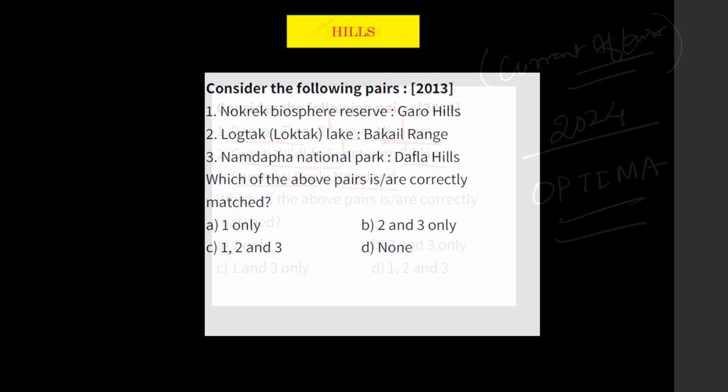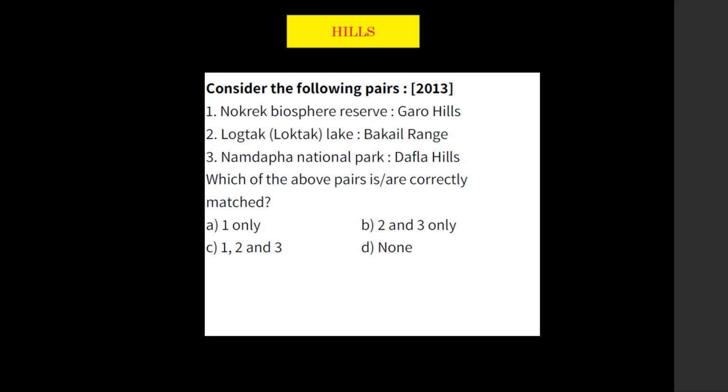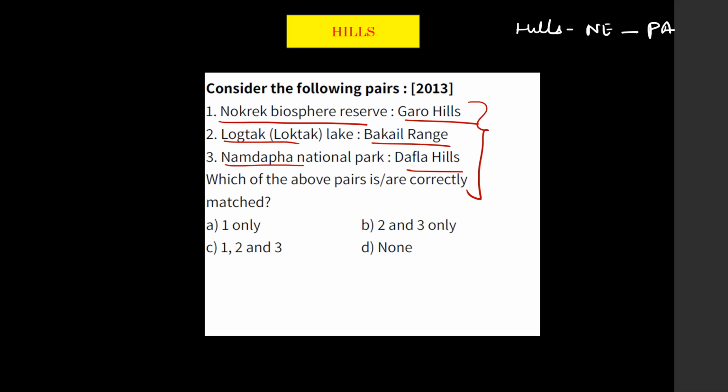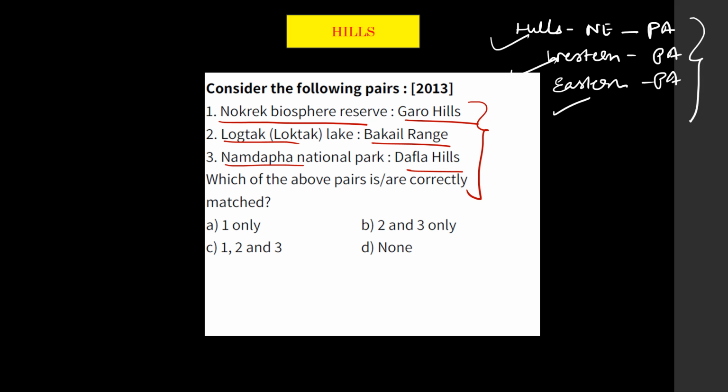Next, you can see hills. They are asking about hills. Okay, you can see here: Biosphere Reserve, Nokrek, Garo, Loktak, Barail Range, Namdapha, Dafla Hills. So particularly I would like to request you to prepare all the important hills of Northeast India and their protected areas, and those of the Western Ghats and their protected areas, and a few of the Eastern Ghats hills and their protected areas. Please prepare this. That will be more than enough.